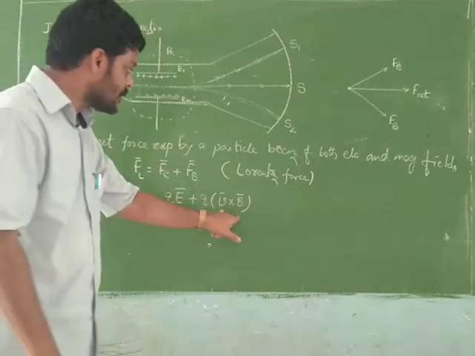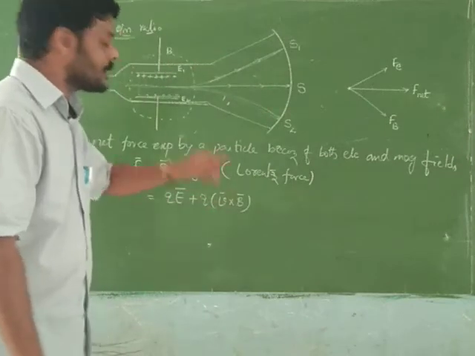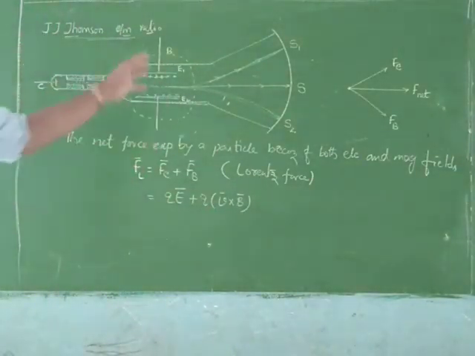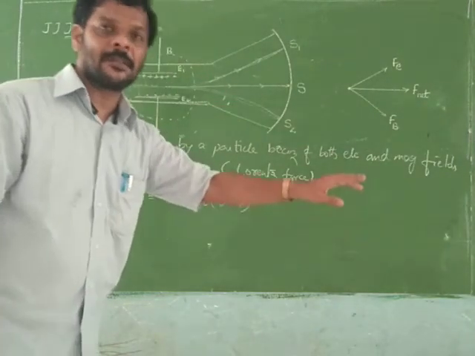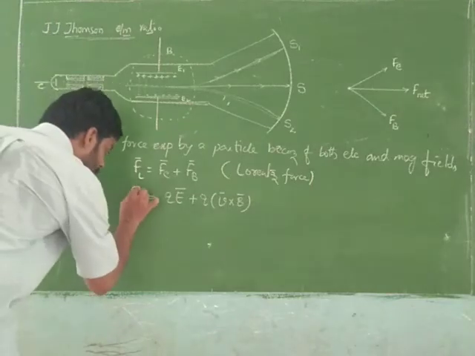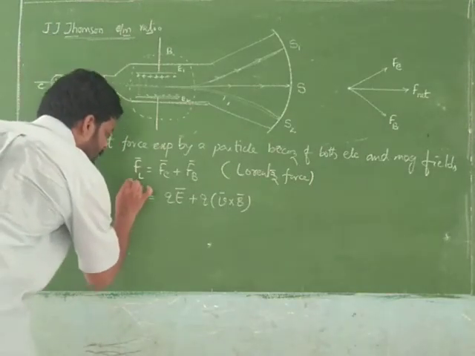Using this formula also, we can say the particle will move this way. Or according to Fleming's left hand rule also, you can say that there must be a deviation in the path followed by the cathode rays. So this is the expression for the Lorentz force.